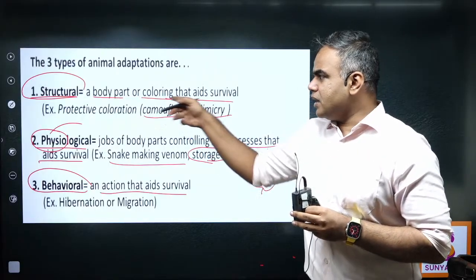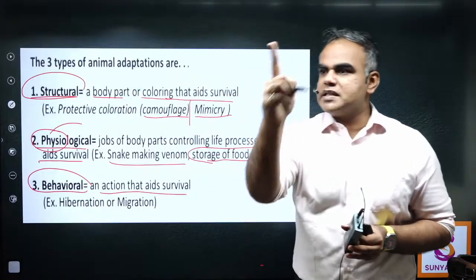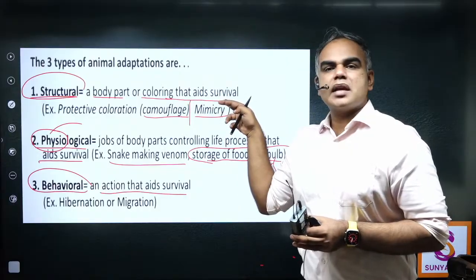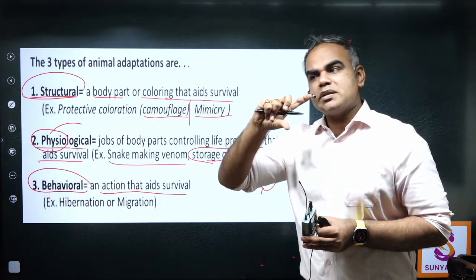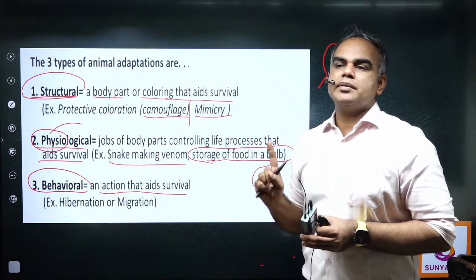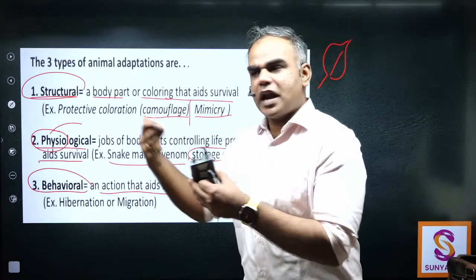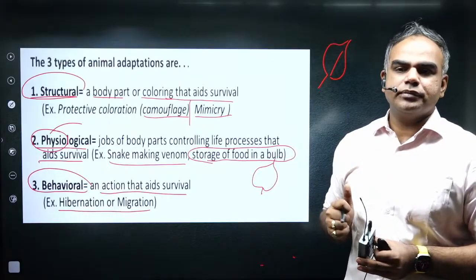And last में यहाँ पे क्या है? It is a coloring or a part of the body जहाँ दूर से, so structural part is directly visible, right? From my side, that is protecting the survival. Physiological is a part of the body that has a specific function that leads to survival. And behavioral is your action, which means you fight, flight, hibernation, migration, because that is an action that they're taking.